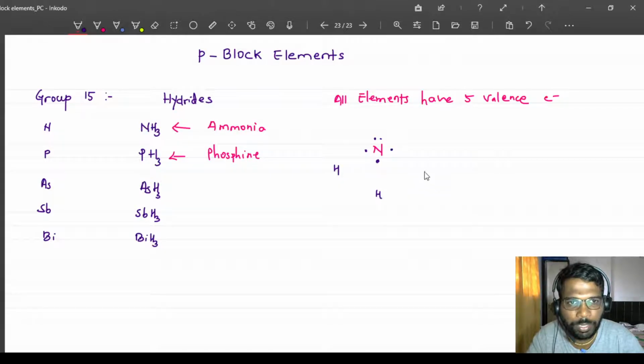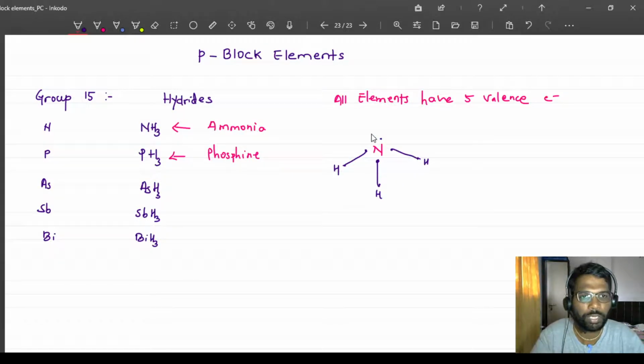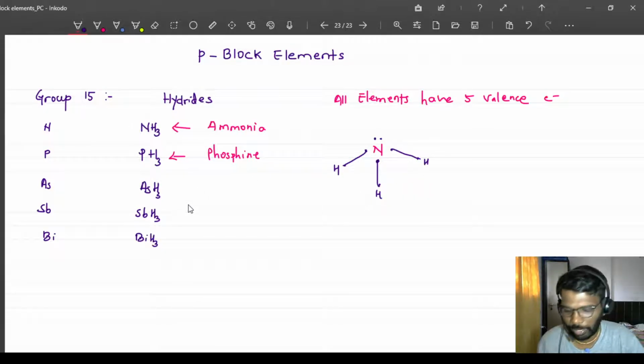It will take from some other element. In this case it is hydrogen, and here is one electron of hydrogen, and this is sharing. Sharing one bond means two electrons. Since it is being shared, these three electrons also belong to the nitrogen. This is how the octet is completed. So they just require three electrons. That's why three hydrogens are linked in these hydrides.